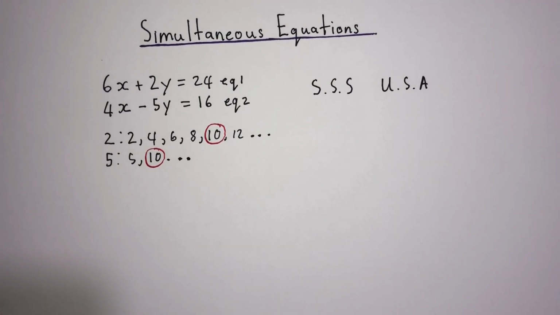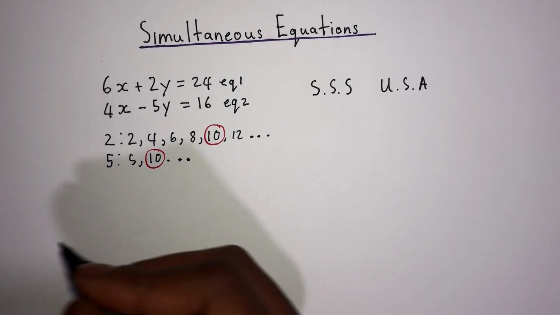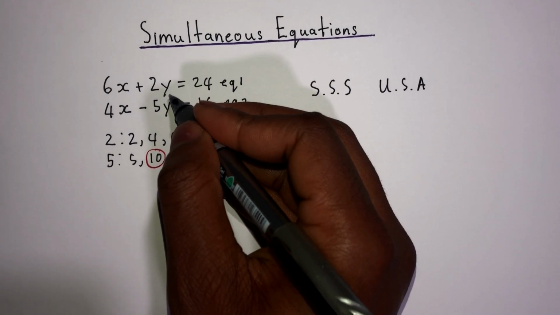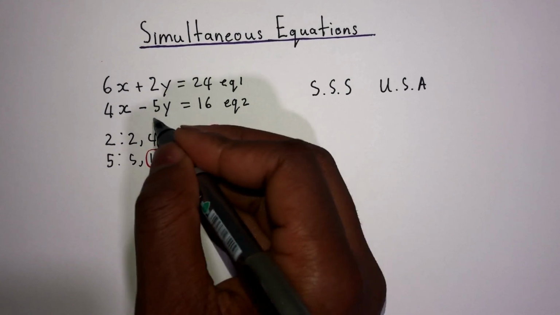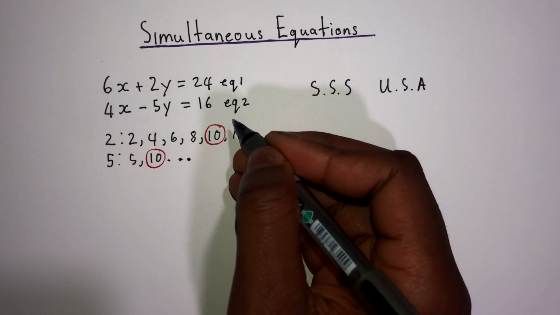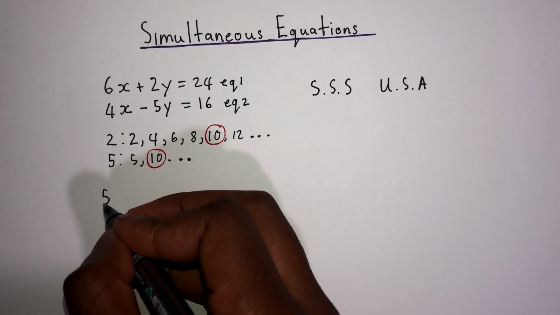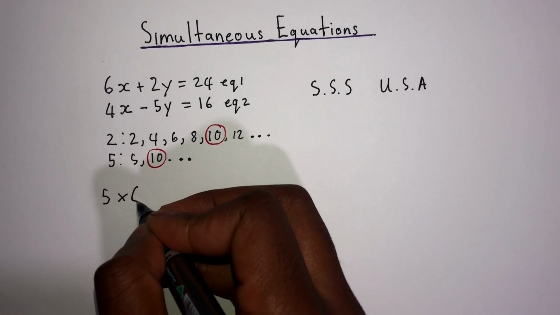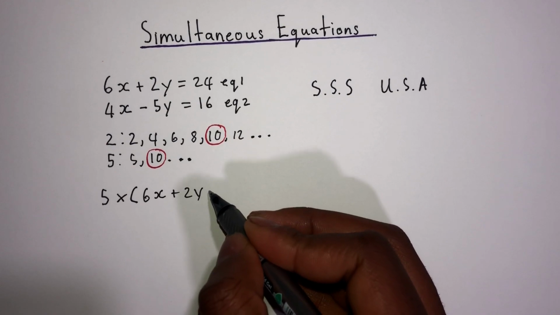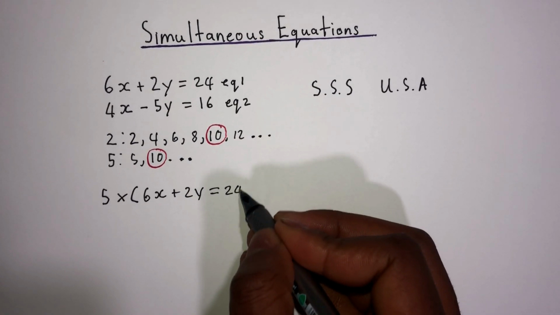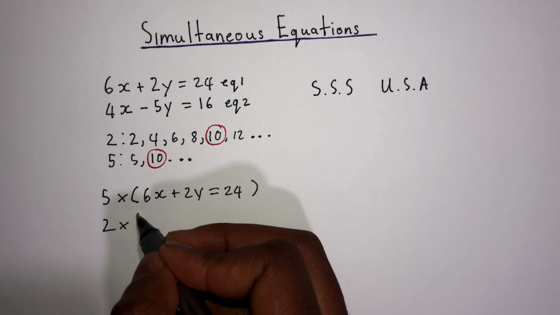So as I was saying earlier, we need to multiply equation 1 so that we get the 2y to be equal to 10y, and equation 2 so that we get the 5y to be equal to 10y. So we can multiply equation 1 by 5, and we can multiply equation 2 by 2.